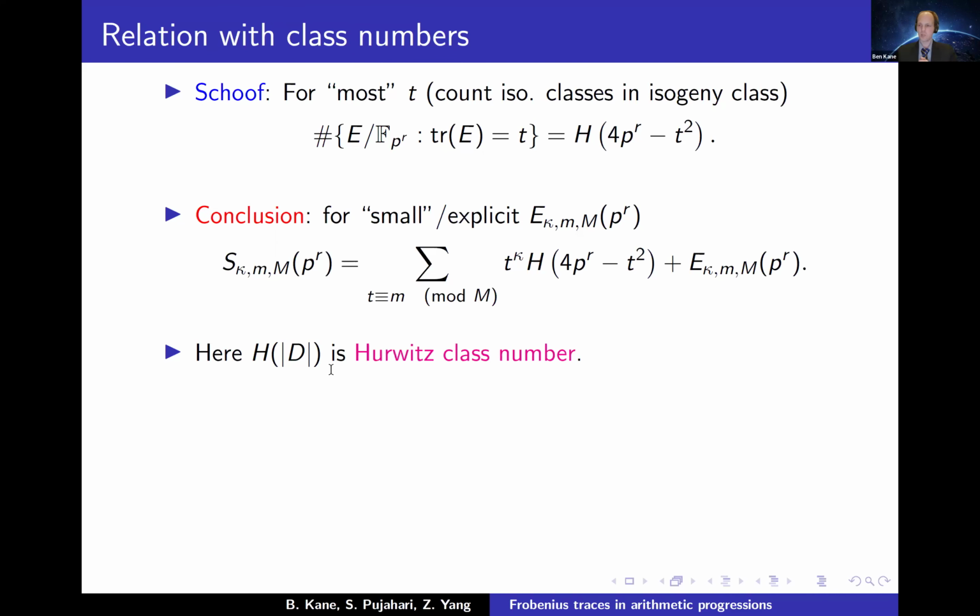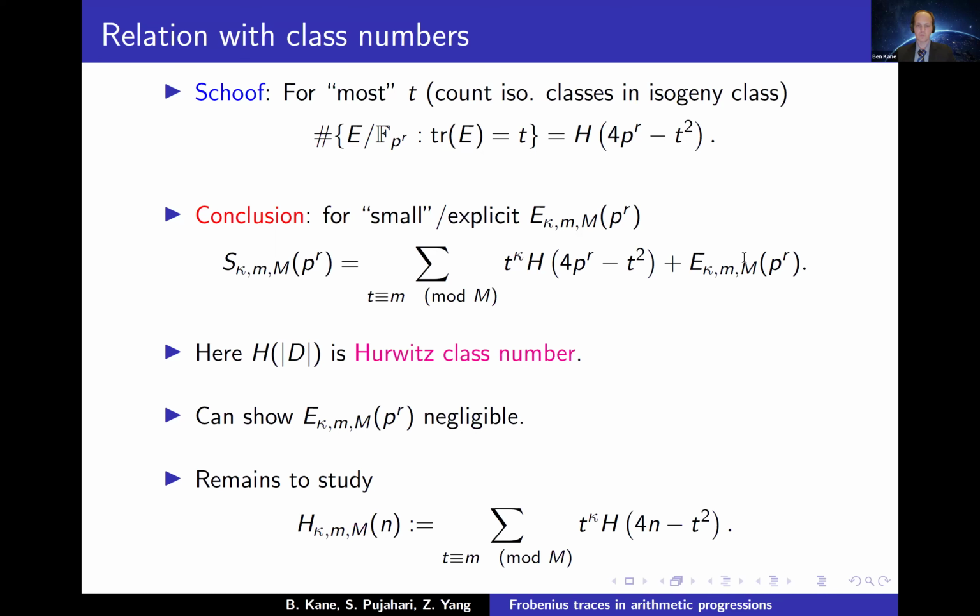Yeah, so this extra error term turns out to be kind of negligible. It doesn't have a main contribution to the asymptotics that we're interested in, either for the main term or the first error term. So it then remains to study this Hurwitz class number thing, the sum of Hurwitz class numbers with the t taken to a power.